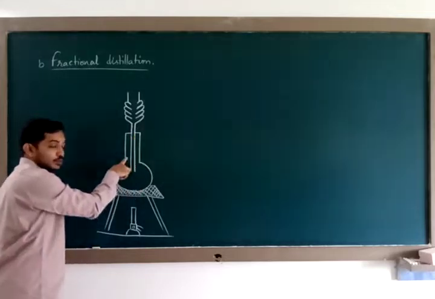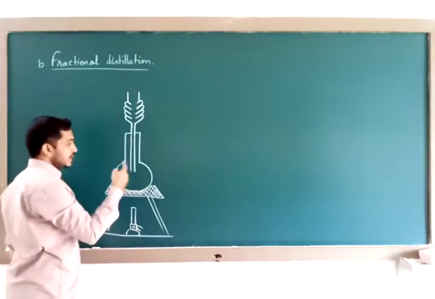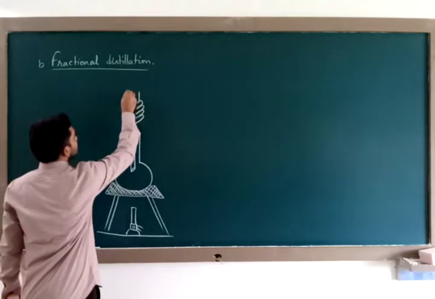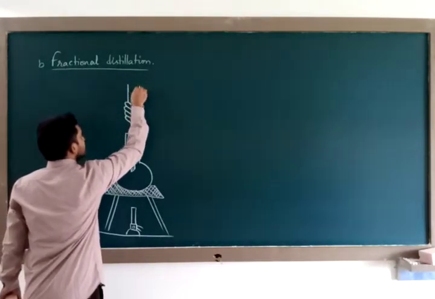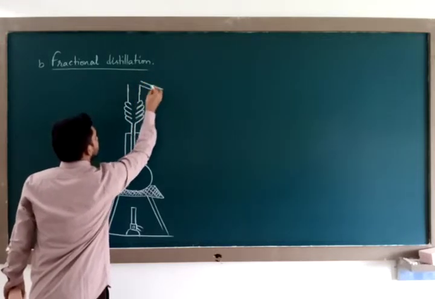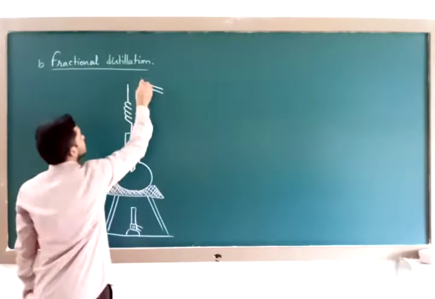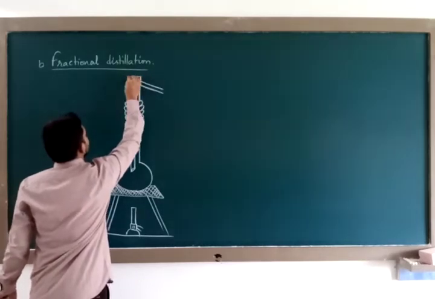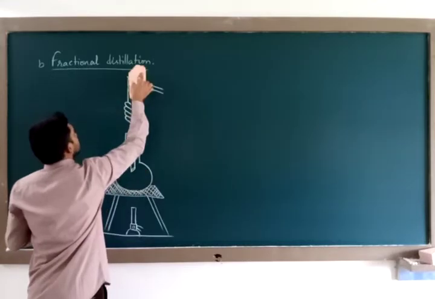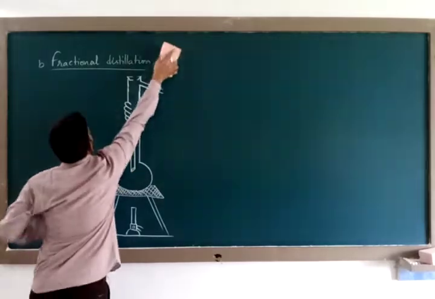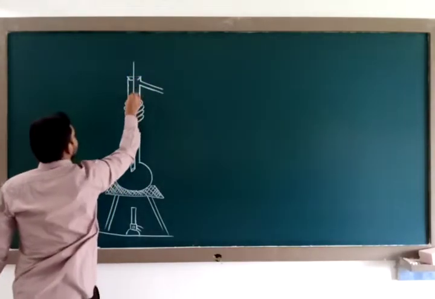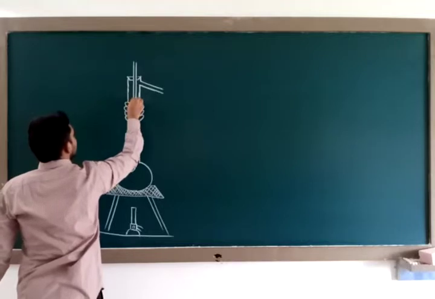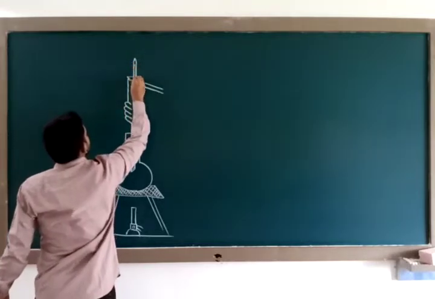In simple distillation, this round bottomed flask was directly connected to the water condenser, whereas in fractional distillation, the flask is first fitted with the fractionating column. This fractionating column has a side tube which is connected to the water condenser. Rest of the things remain the same. Here you will have a closure with a cork with a small hole in between for fitting a thermometer. So you will have a thermometer here.